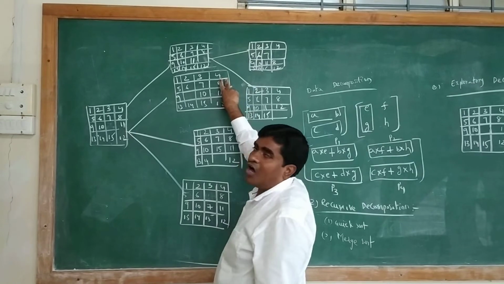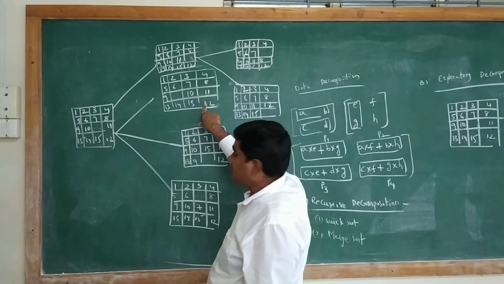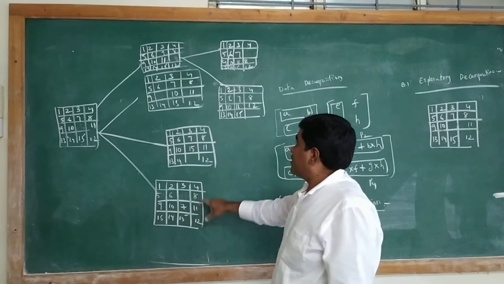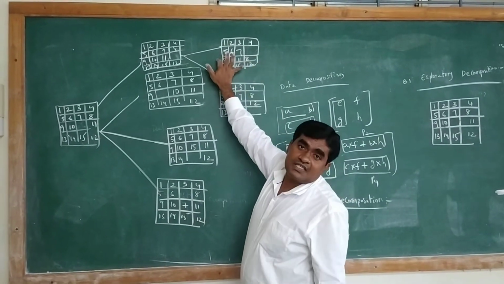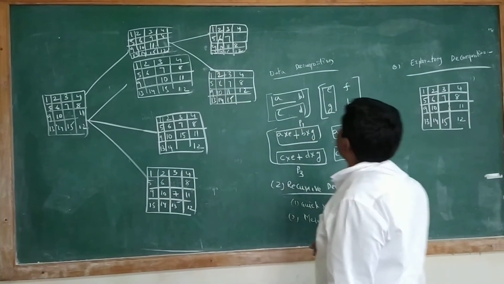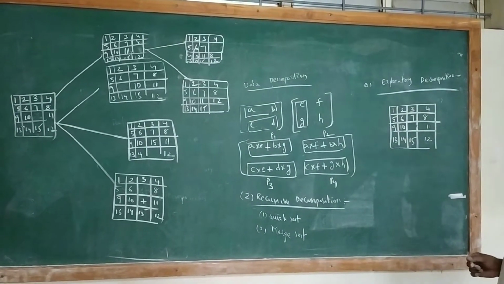For this one also we are applying upward, downward, left and right. For this one also we are applying parallelly. This one also we are applying parallelly. Finally, we are getting the output in this case. All elements are arranged in the sequence. So the puzzle problem can be solved by using exploratory decomposition.